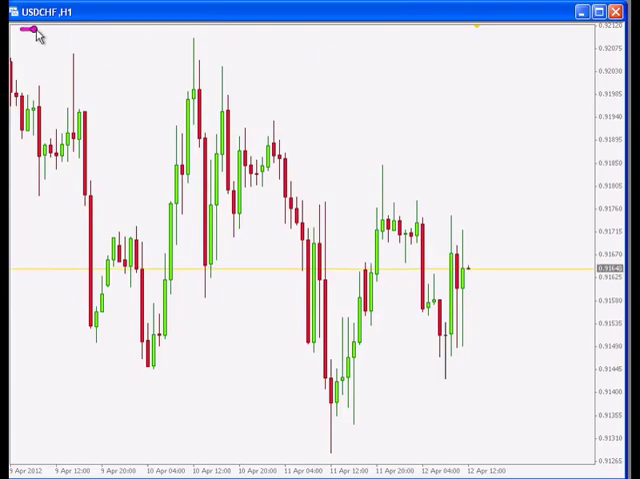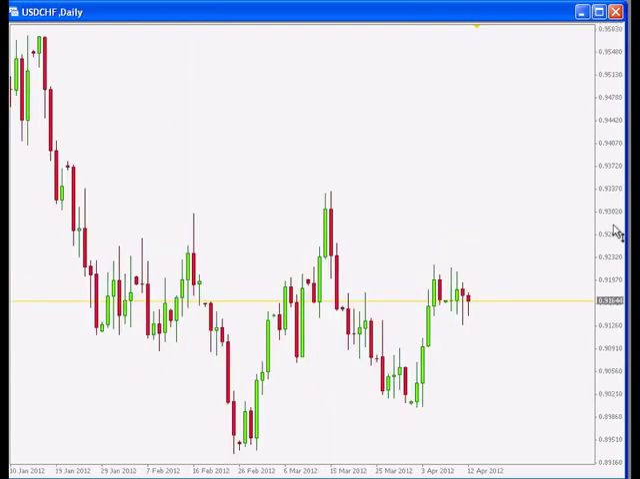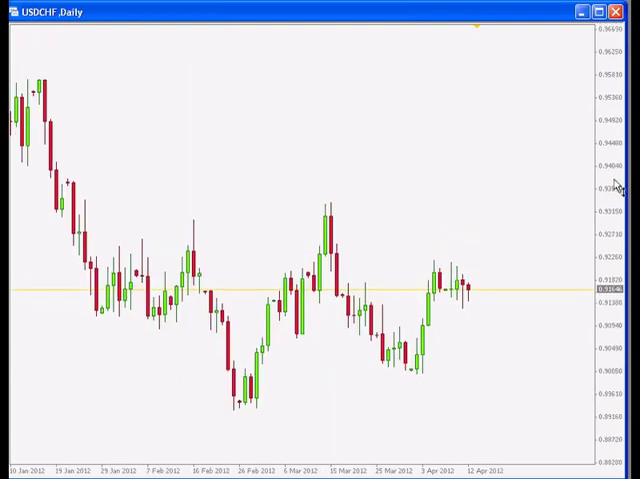Okay, Swissy, the American dollar against the Swiss franc. Let's pull the daily time frame. What do we have here? Well, we have a trend line there, don't we? It's long broken, so we can totally delete that one.